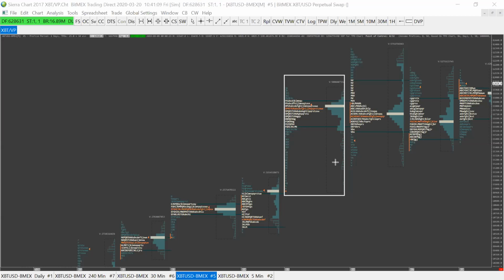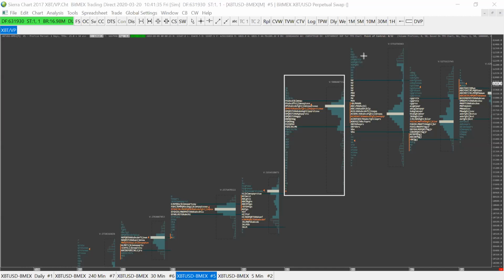Now, whether or not you want to be fading a move like this totally depends on context. But the general rule of thumb is that if price has just broken out from an extended period of consolidation, which will of course appear on the volume profile as a high volume area or HVA, then you should be looking to trade with the flow.